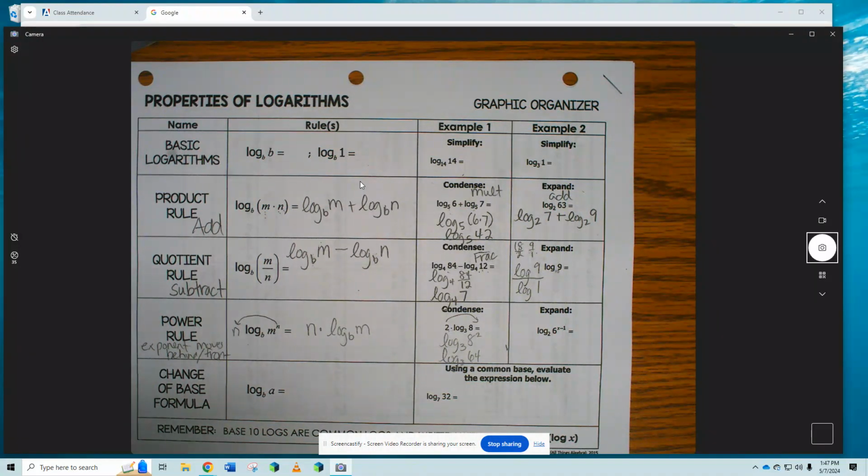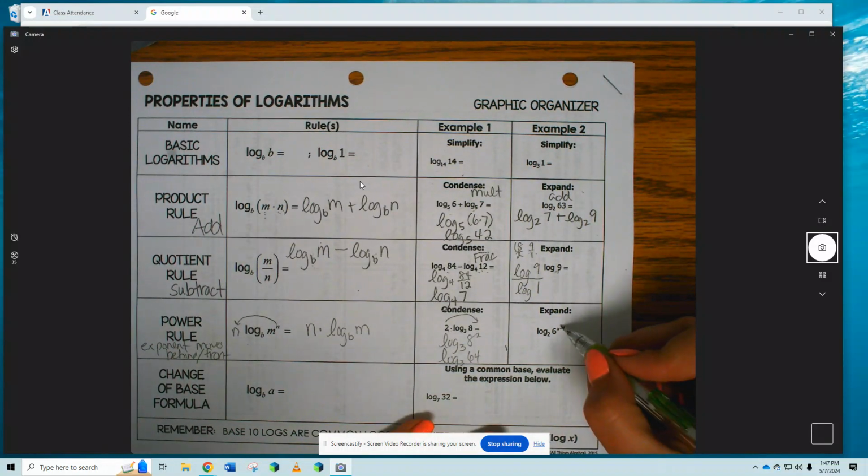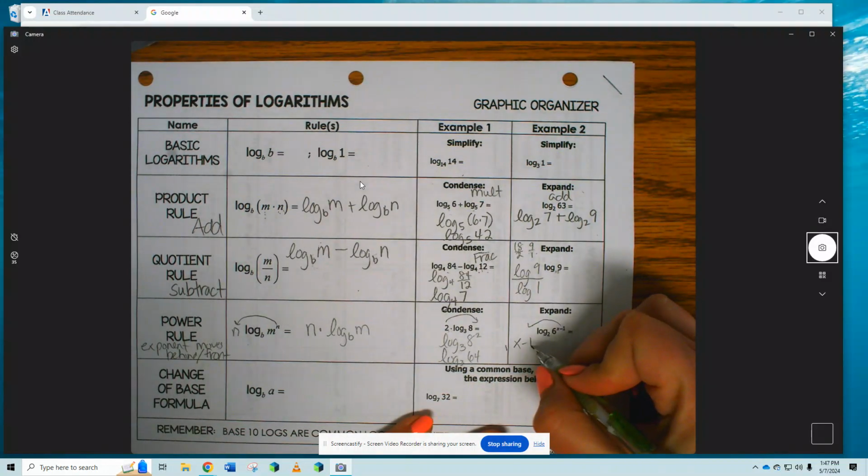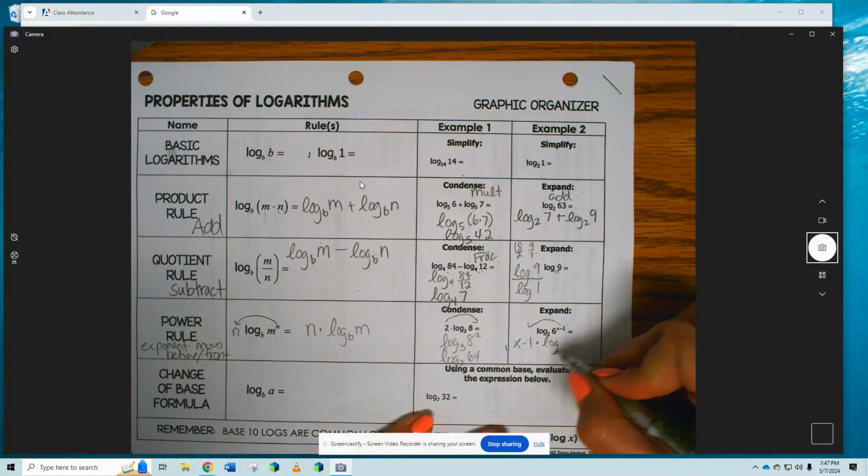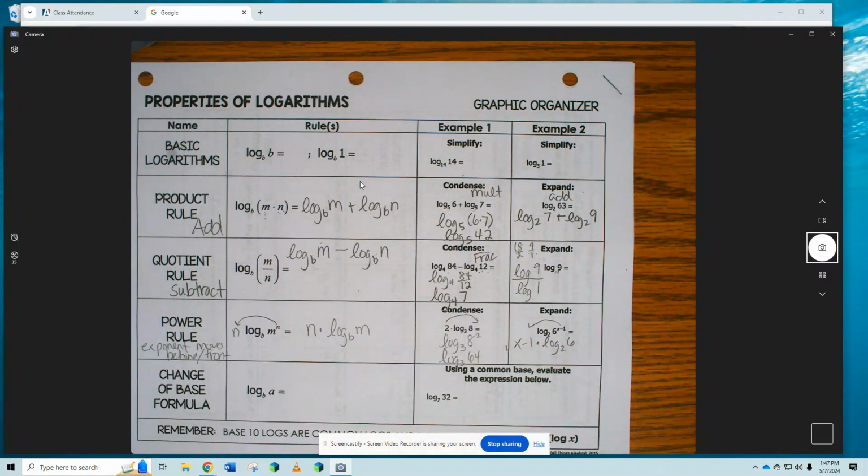Okay, reversing it. Where does x minus 1 go? In front. X minus 1 times log base 2 of 6. And you just leave it like that.